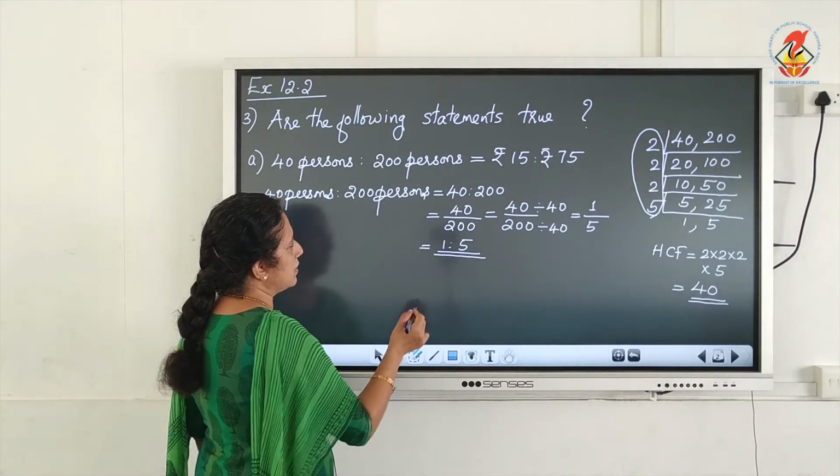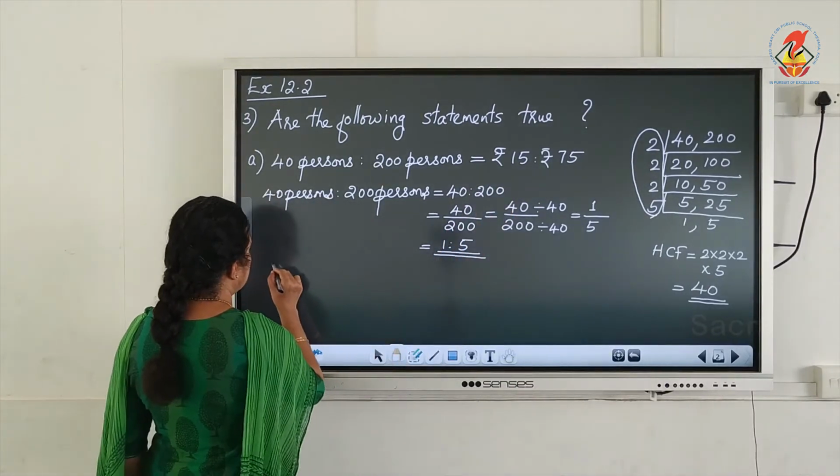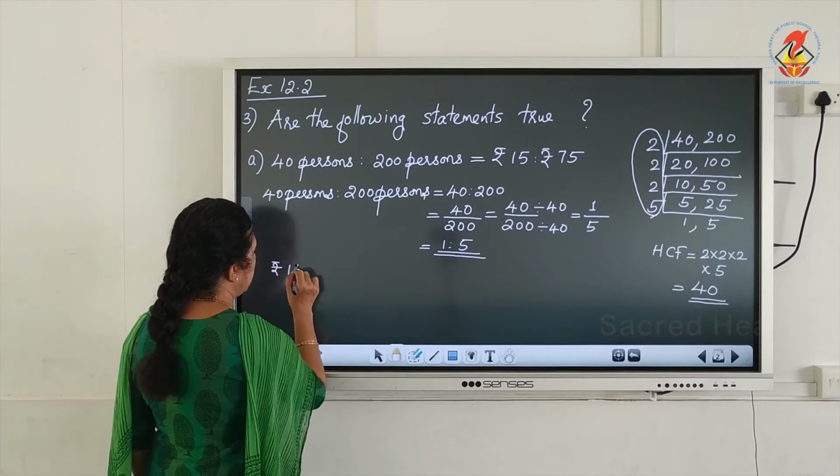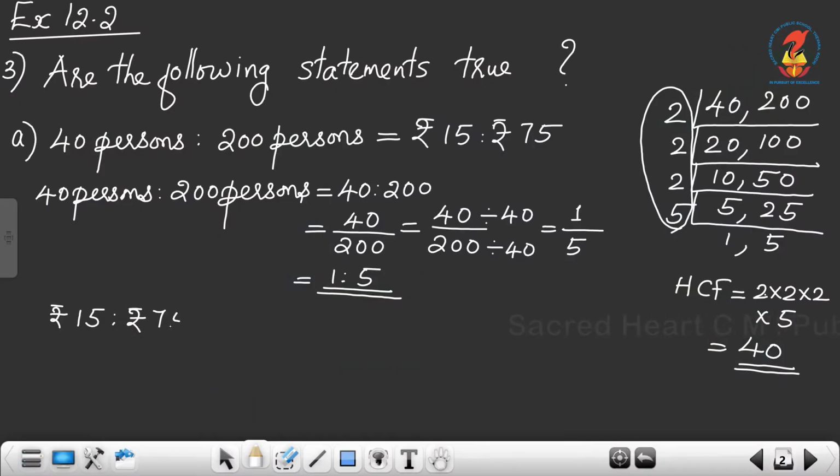Now we have to look at the second ratio also. The second ratio is rupees 15 is to rupees 75. We are considering two quantities of the same kind, so we can write it as 15 is to 75. Now we have to reduce it to the smallest form. First of all, write it in the fraction form: 15 divided by 75.